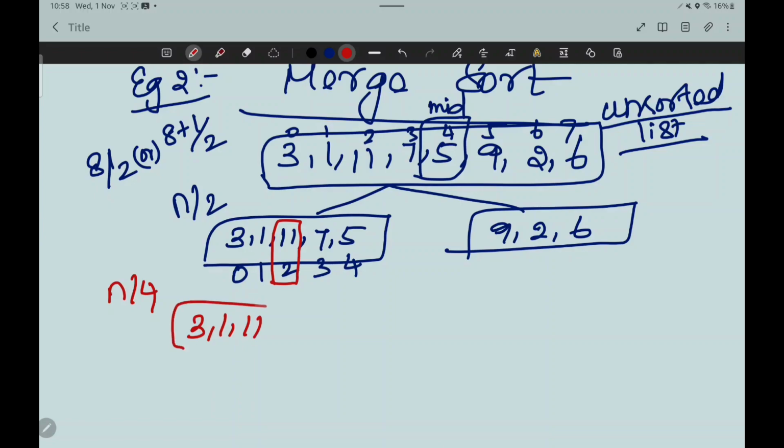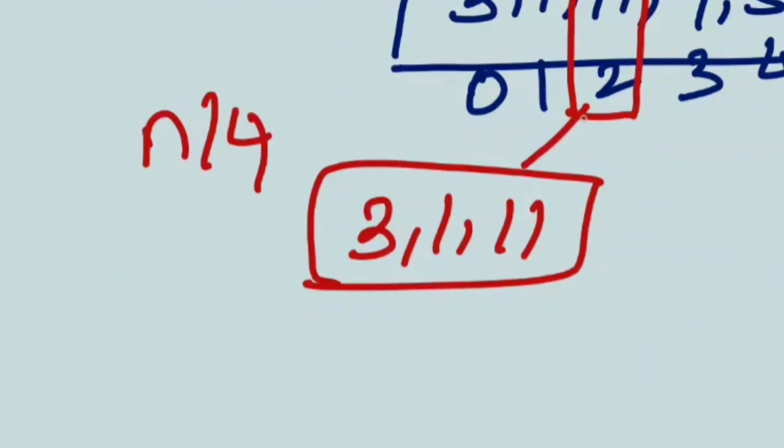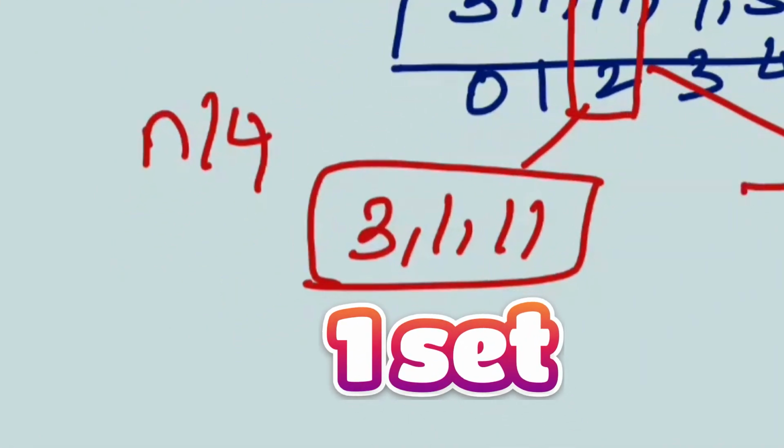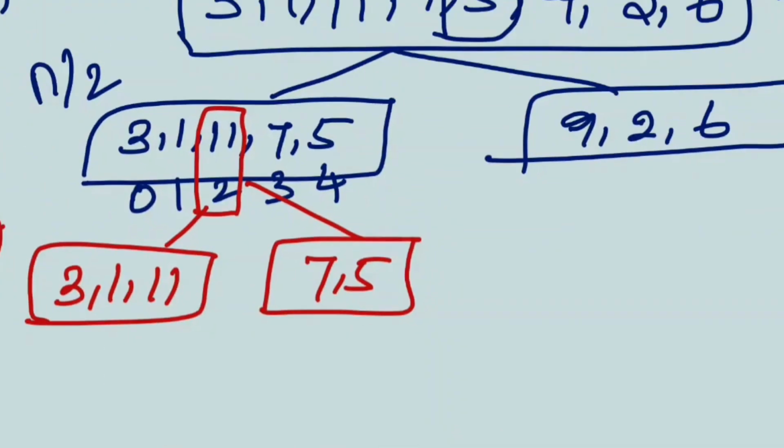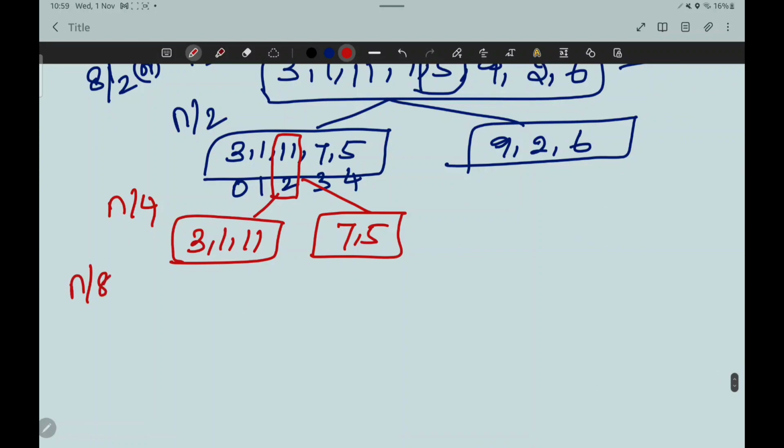So, find the mid element. So, up to 11, the set is divided into one set. 7 and 5 further is divided into another subset. So, until the element becomes single, we need to divide the set of element further.